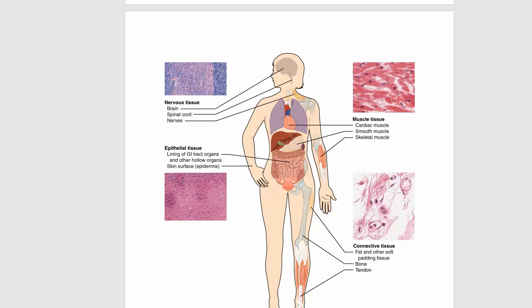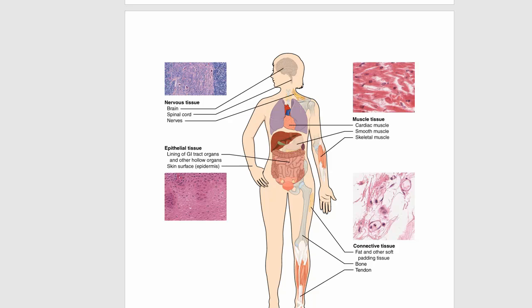Epithelial tissue covers body surfaces. It lines body cavities and hollow organs, and it forms glands. The functions it serves are protection, so think of skin used for protection; absorption, such as in the gastrointestinal tract; secretion; and sensation, so again, tactile sensation on your skin.